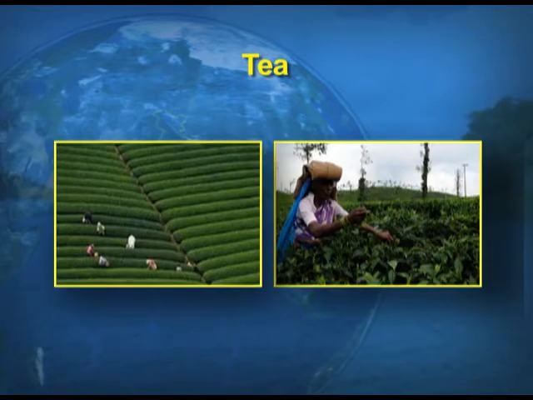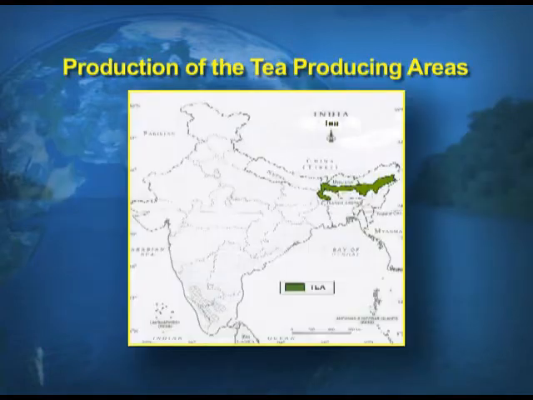Now, on the visual, you can have a look at how the tea gardens are. And you can see the manual labor plucking the tea leaves. This visual shows the tea producing areas.